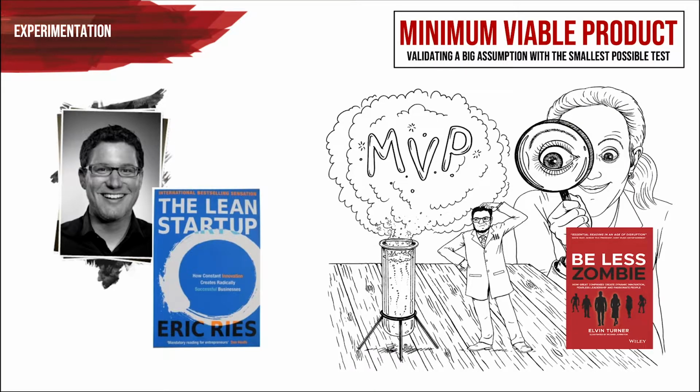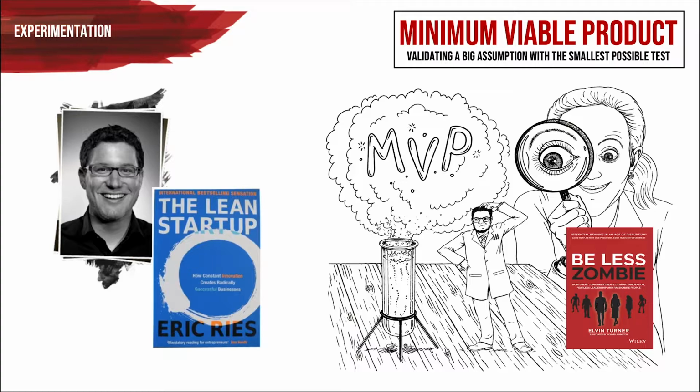But Eric Ries introduced the idea of the minimum viable product in his book, which is the smallest possible test that you can run to test your biggest, most risky assumption. So this mindset automatically lowers the stakes of exploring an idea.